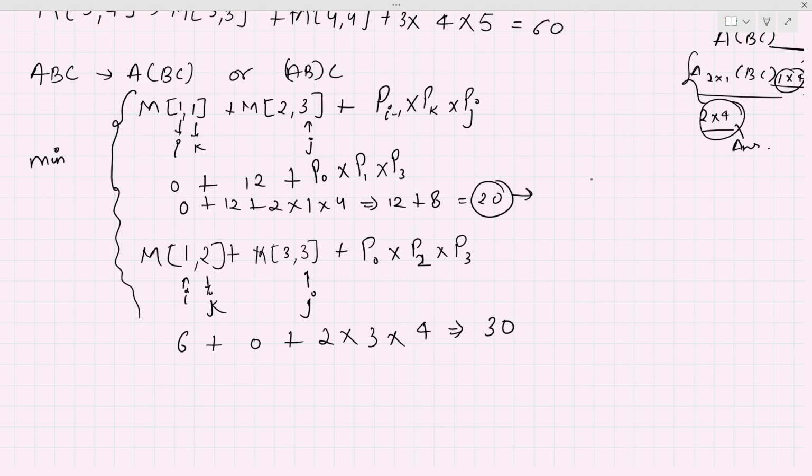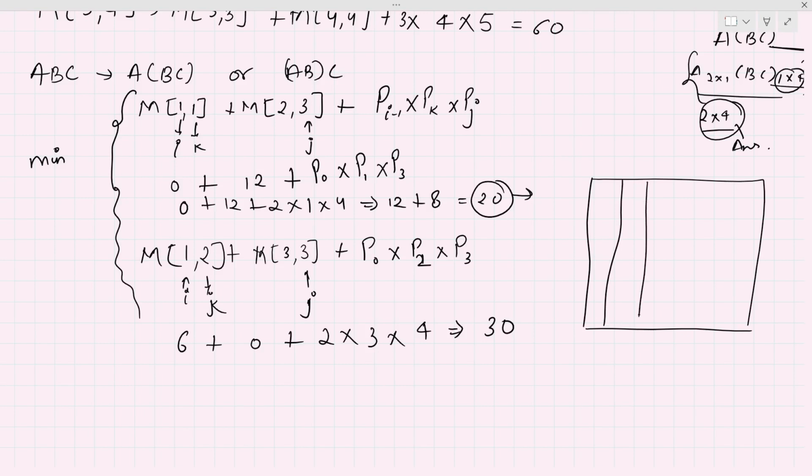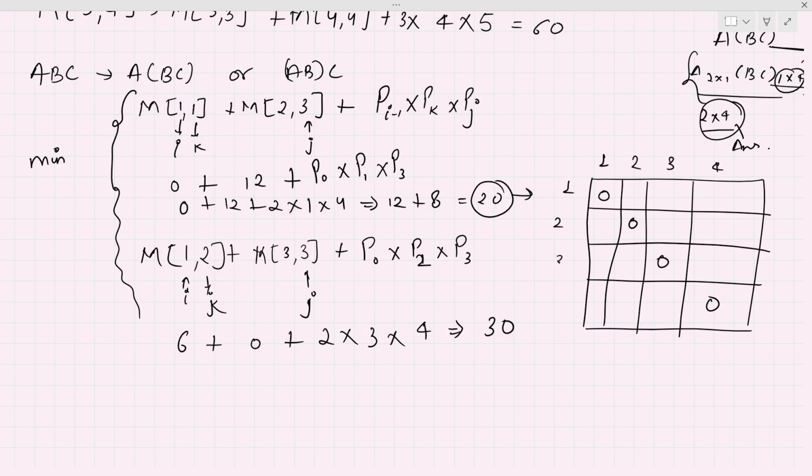Now you have to determine a matrix, you have to create a matrix. To solve this question, what you have to do is create a matrix. Now we have 4 elements, so we create 4 rows: 1, 2, 3, 4, and 1, 2, 3 and 4 columns, and the diagonal will always be 0 because the multiplication of a matrix with itself is 0. So we have 4 matrices: 1 comma 1, 2 comma 2, 3 comma 3, 4 comma 4. We see that the multiplication of itself is 0, so I write the diagonal as 0.